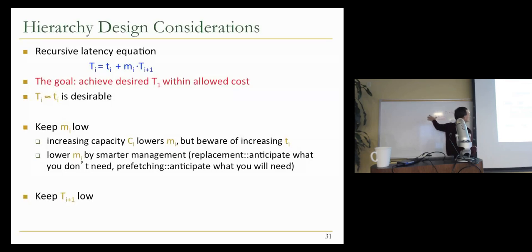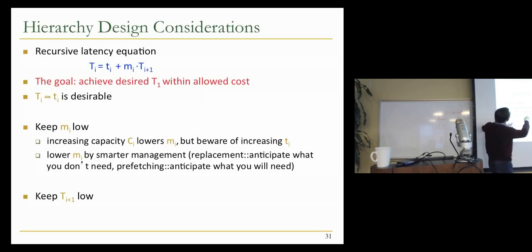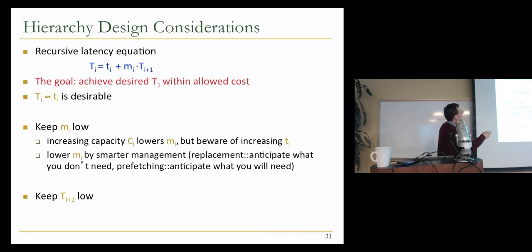That's one option. The problem is this lowers the miss rate, hopefully, assuming locality exists, but this increases the access time also. So you have a trade-off, right? To reduce the miss rate, you increase the hit latency. Or you could lower the miss rate by smarter management techniques that we will talk about. How to do replacement, basically. Anticipate what you don't need and kick it out of the cache early. Or do prefetching. Anticipate what you will need and bring it into the cache early. That way you can minimize this miss rate at that level.